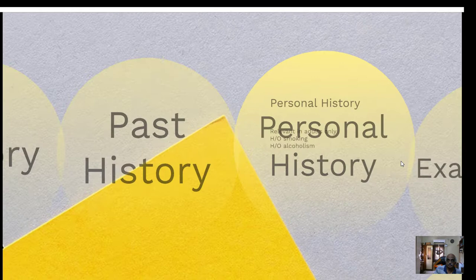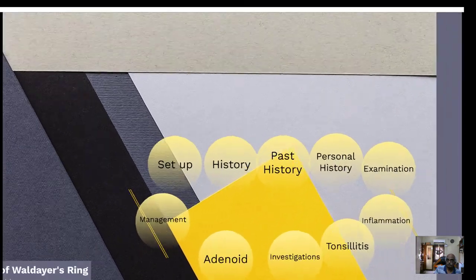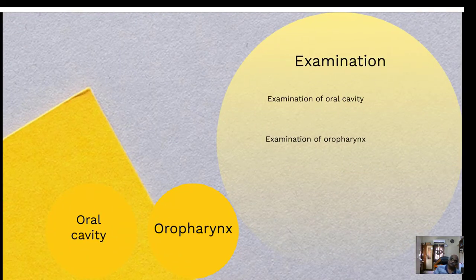Then let us go to the personal history. Personal history is usually relevant only for adults. History of smoking, history of alcohol can be sought. But in children, this is not so relevant. Let us go to examination. Now, this is how we examine the patient for inflammatory disorders of the inner wall. You examine the oral cavity, then you go ahead and examine the oropharynx.